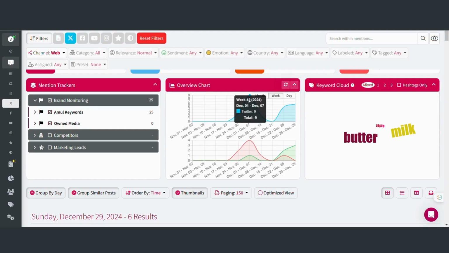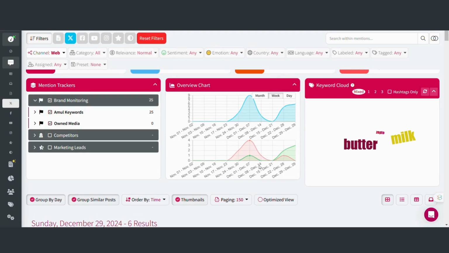There is a surge on week 49 from December 1 to December 7, with around 9 mentions being recorded. And right below that, you can see how many of them are positive and negative. So there are around 4 negative tweets and 1 positive tweet, the rest being neutral.